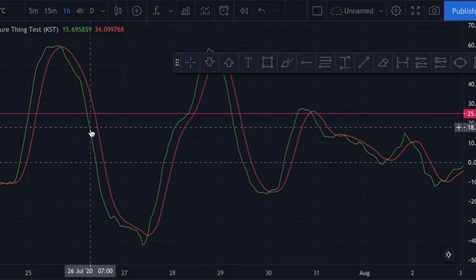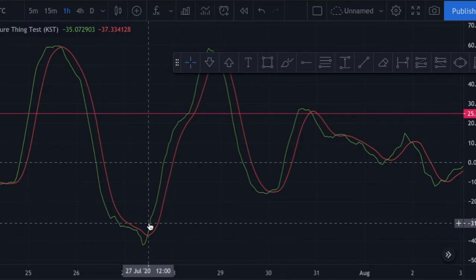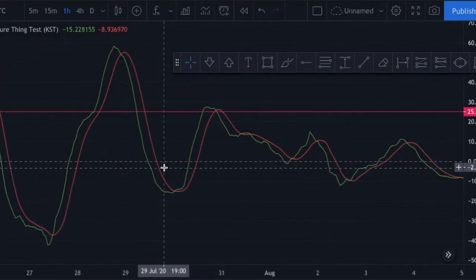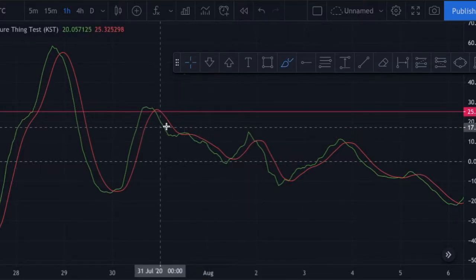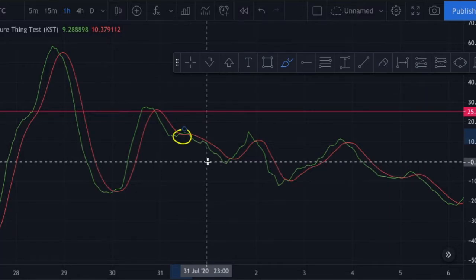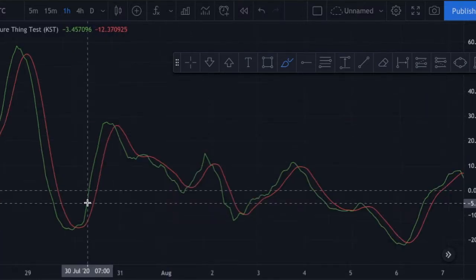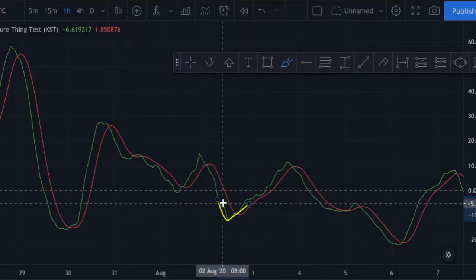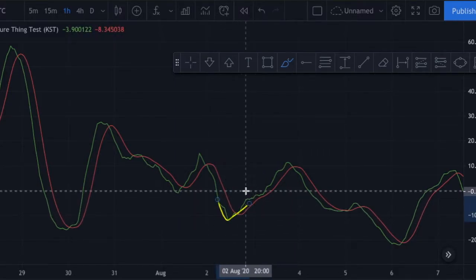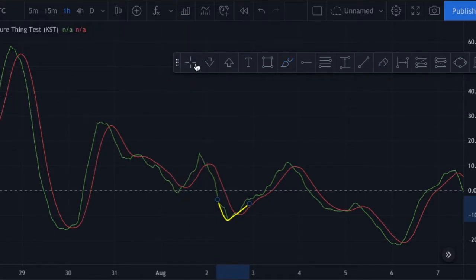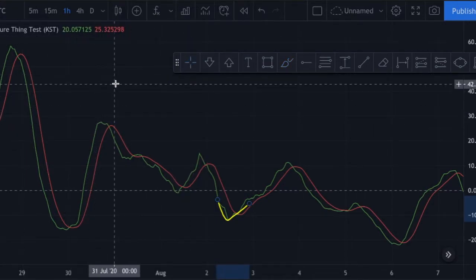And the final test is going to be the green crossing over the red line, but with the green line being below the zero line. So for example, this right here, even though the green crosses above the red, would not be a signal because we are above this line here. We would actually only be taking a signal here because the green line is below the zero line. Okay, so let's get these tests started and let's see what is the best way to use this KST indicator.